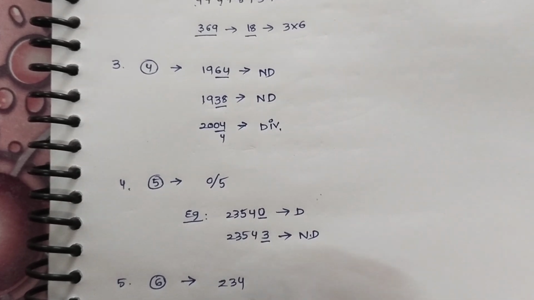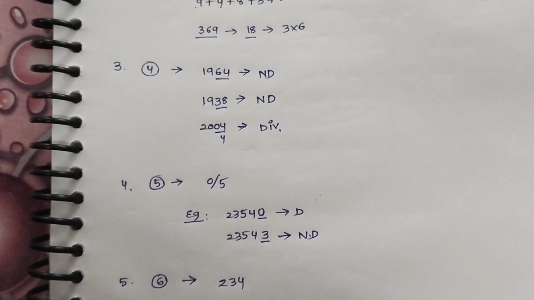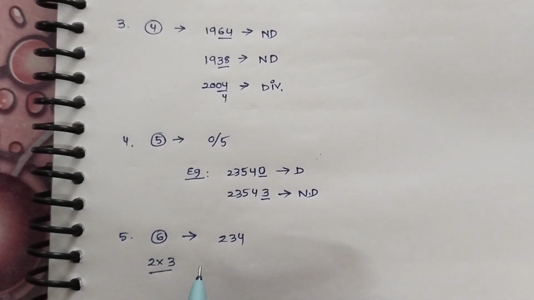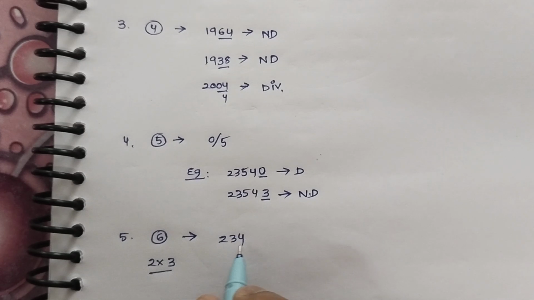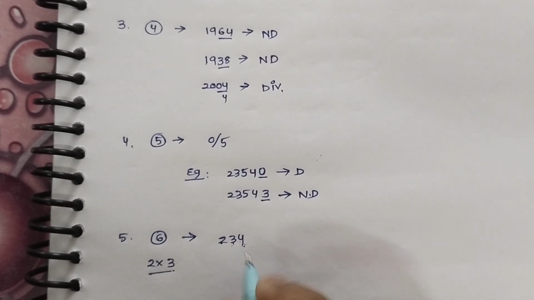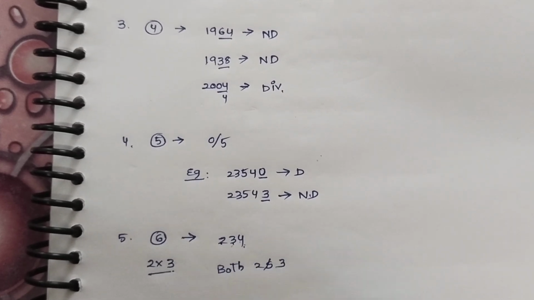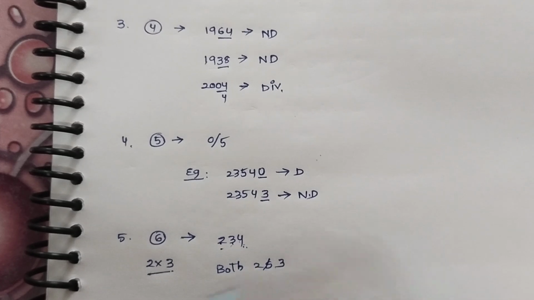234. It is divisible by 2 because it ends with 4, and 2 plus 3 plus 4 is equal to 9, which is divisible by 3. So it is divisible by both 2 and 3. So the entire number is divisible by 6.